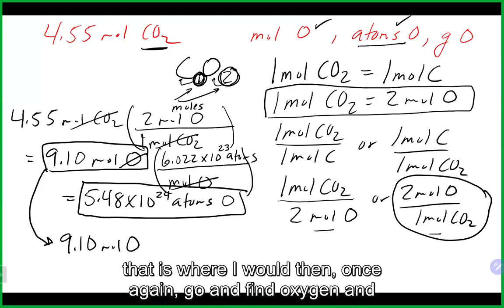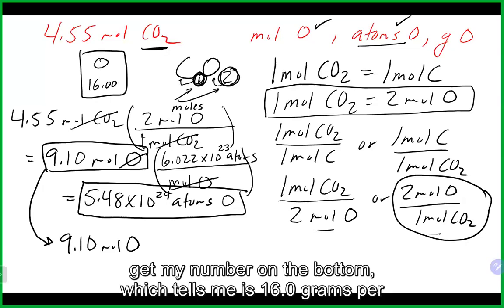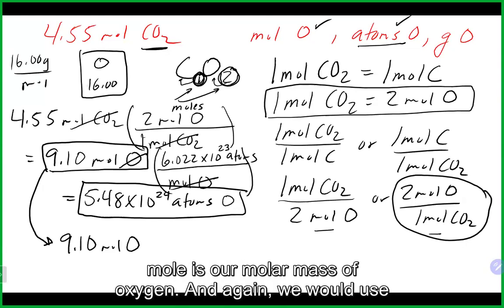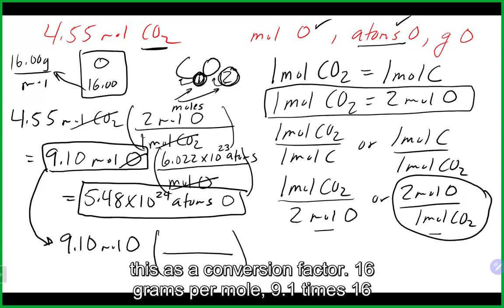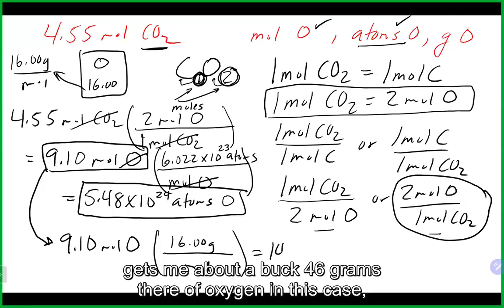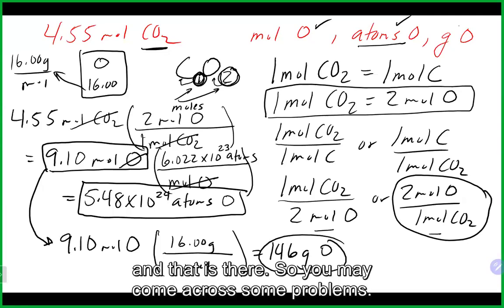So that is where I would then once again go and find oxygen and get my number on the bottom, which tells me 16.0 grams per mole is our molar mass of oxygen. And again, we would use this as a conversion factor, 16 grams per mole. 9.1 times 16 gets me about 146 grams there of oxygen in this case, and that is there.